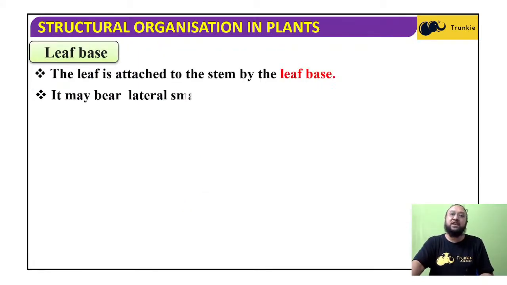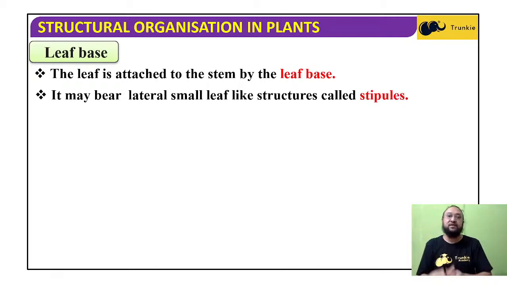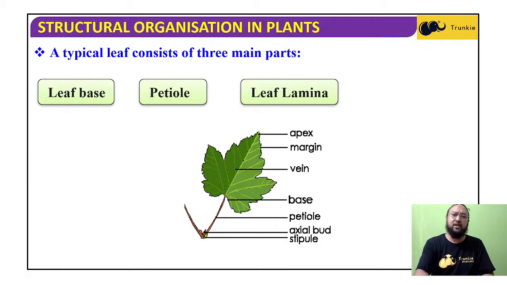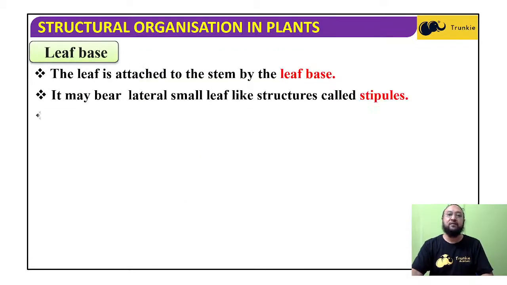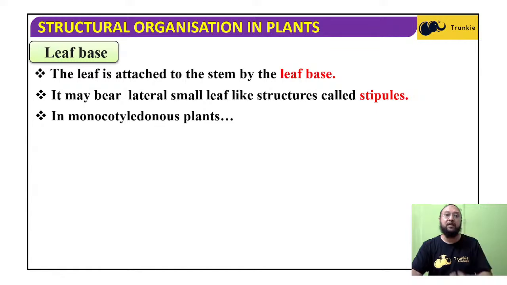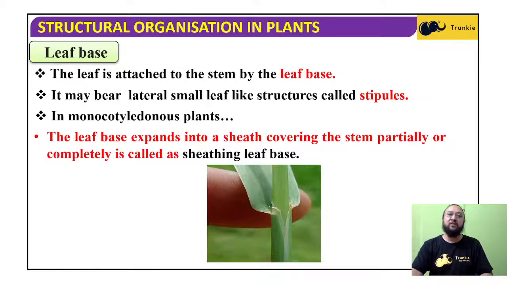The leaf is attached to the stem by the leaf base, and it may bear lateral small leaf-like structures called stipules. There you can see this small, green-colored structure. This is a stipule, a small leaf-like structure at the leaf base. In monocotyledonous plants, the leaf base expands into a sheath, a thin covering that partially or completely covers the stem, called a sheathing leaf base. It is found in monocotyledonous plants.